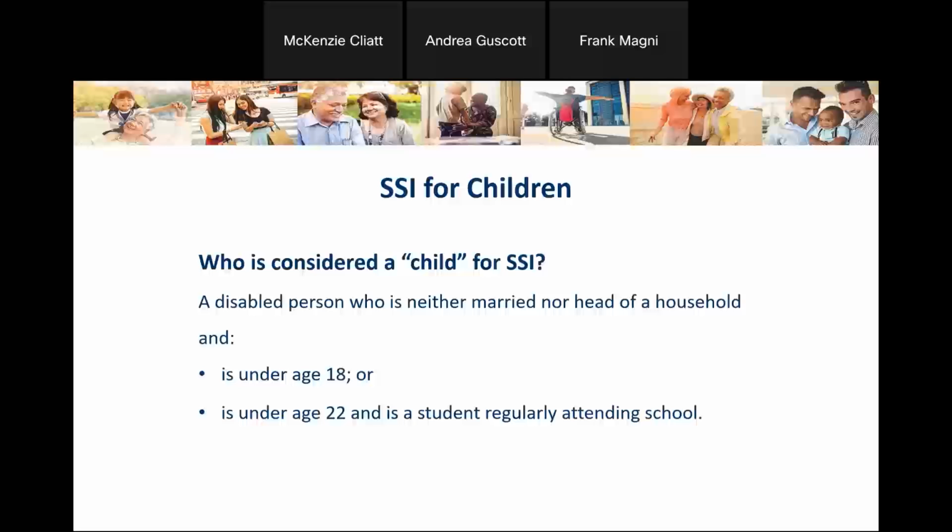And from that standpoint, as it relates to children, there are many different factors that can determine a child's eligibility for SSI, once again, from birth all the way to age 18. Next slide, please.